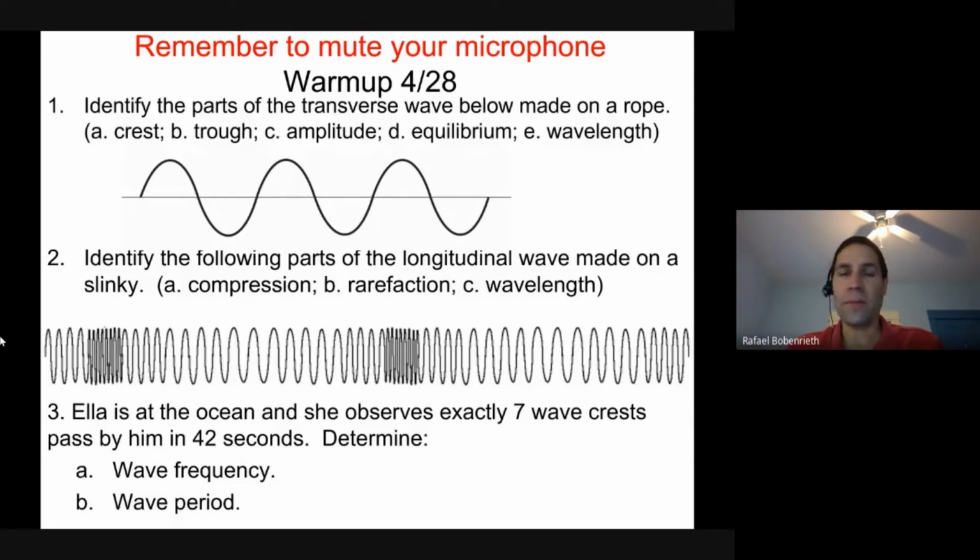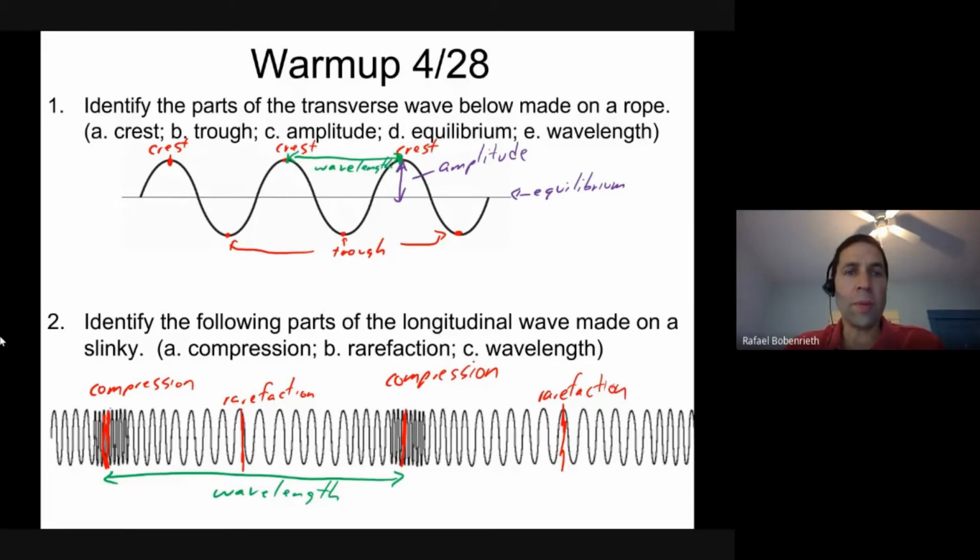So here we go. The warm-up question, I think it's pretty self-explanatory. There's 1 and 2. 1 and 2 is basically just an identification of key wave vocabulary terms, both on a transverse wave up top there and on a longitudinal wave there at the bottom. And I don't feel the need to elaborate much on these 2 warm-up questions. I'll just pause here for a few more seconds. Take a look. If you have any questions, feel free to put them in the chat box. If you don't have any questions, that's all right.